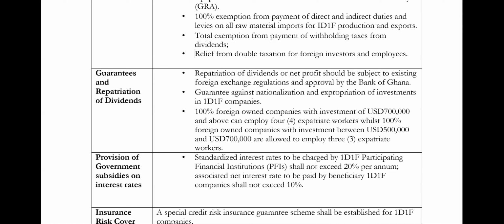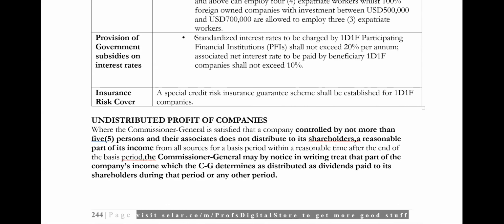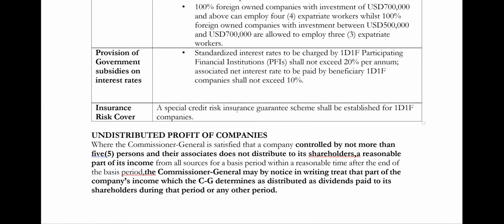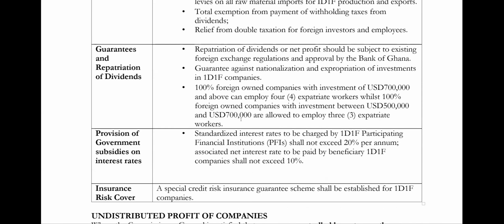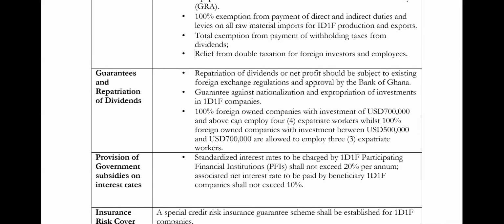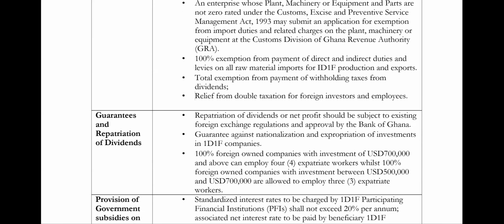Also, when they go and borrow, sometimes the government gives them some benefit on the interest rate. So they do not pay the normal Bank of Ghana interest rate. If the Bank of Ghana policy rate is 26%, they will pay 20%, and then the minimum interest is 10%. Are we okay? Then they are also covered under risk. There's a guarantee for insurance for them. They are covered in case they lose. They can be rehabilitated or reimbursed. So that's One District, One Factory.